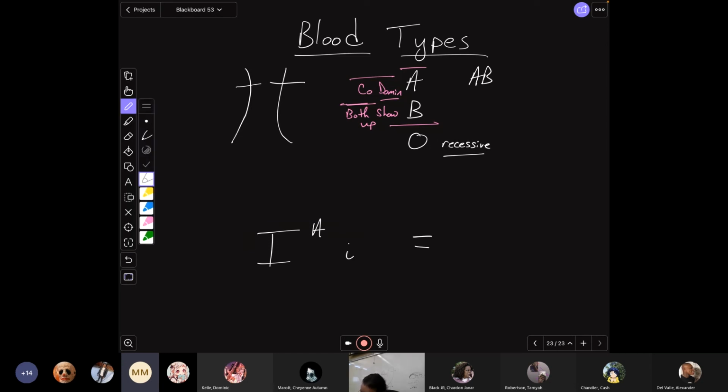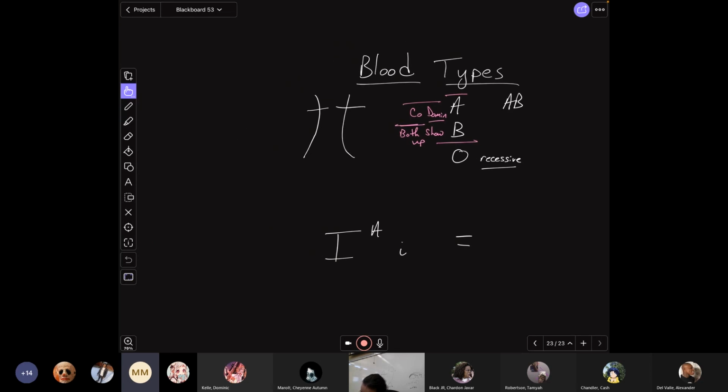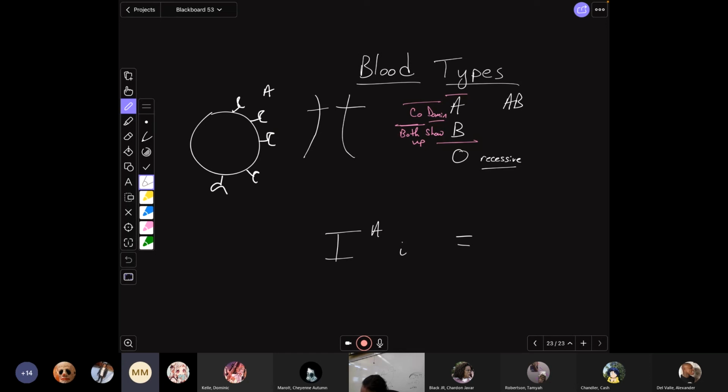Let's remember what a cell is. Let's remember that you have a cell that has a little, if it has this shape on it, it's A. And that's how your body knows it's you if you have A blood.